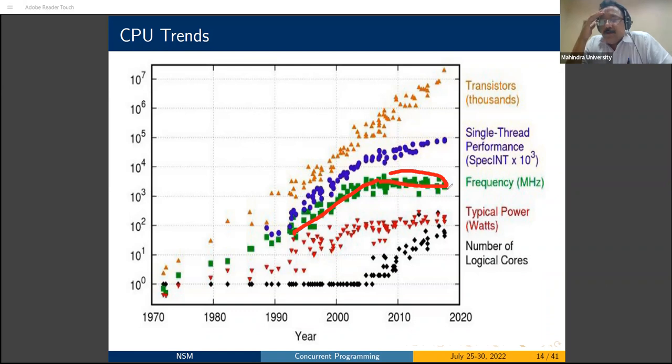So if we bought a desktop with 64 cores and 128 threads, how can we make use of that desktop or laptop in an efficient way? For better utilization, we should be in a position to make use of all the available cores present in that machine. Otherwise, there is no use. That's what you can observe here: a steep rise in the number of logical cores. In 2018 or 19, the number of logical cores is close to 100. In 2020, AMD released one processor with 128 logical cores.